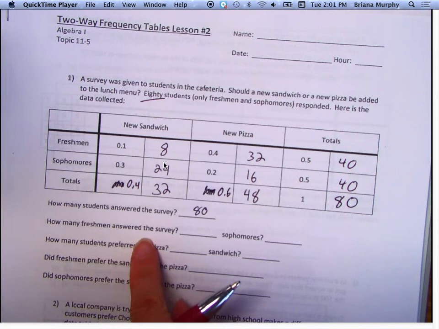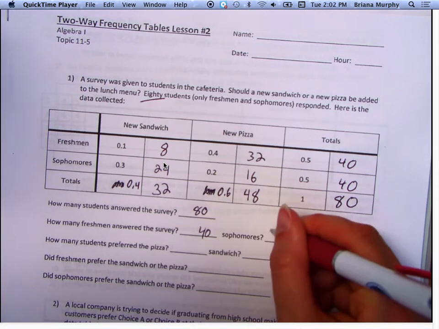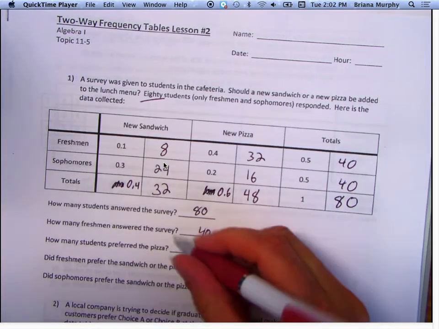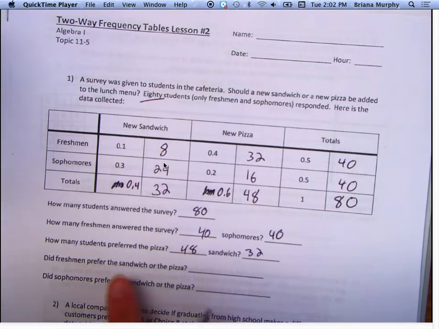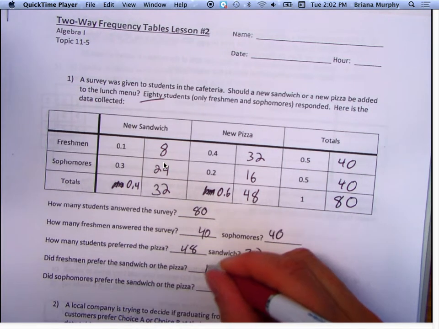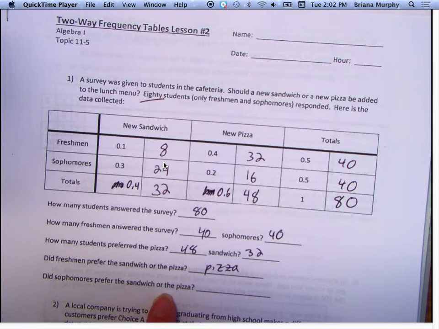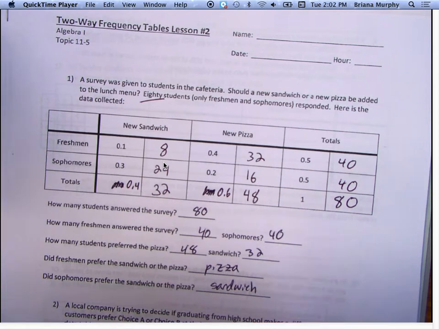How many students answered the survey? How many freshmen answered the survey? How many sophomores? How many students preferred pizza? Good. How many preferred sandwich? Did freshmen prefer the sandwich or the pizza? Mm-hmm. Did sophomores prefer the sandwich or the pizza? Sandwich. Sure.